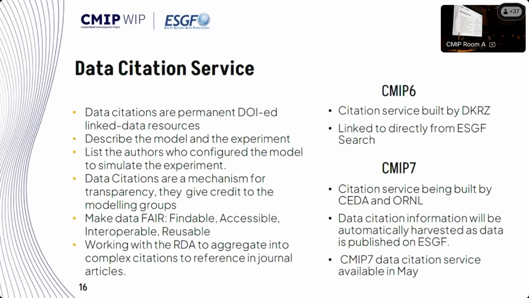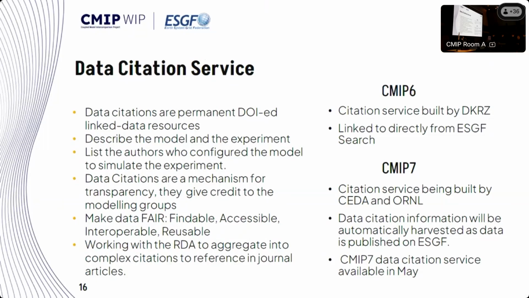Data citations are important for making data FAIR, that's findable, accessible, interoperable, and reusable. And we're working with the Research Data Alliance to aggregate citations into what we call, at the moment, complex citations, but these aggregated citation resources should then be able to be referenced in the journal articles that you produce.